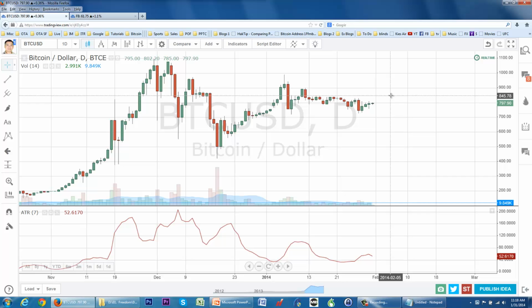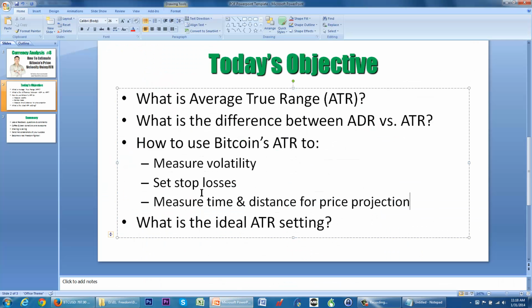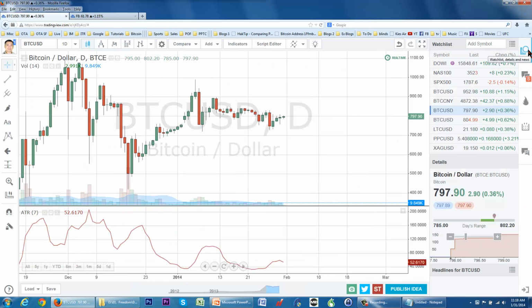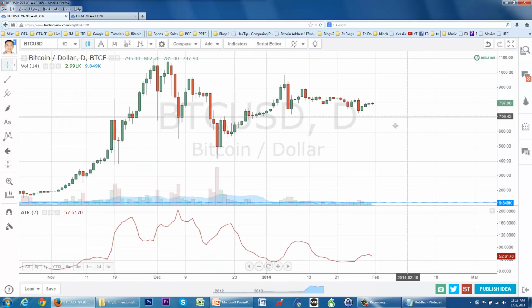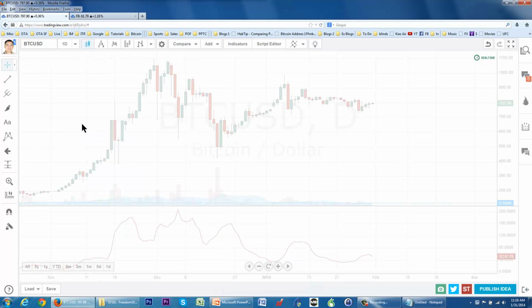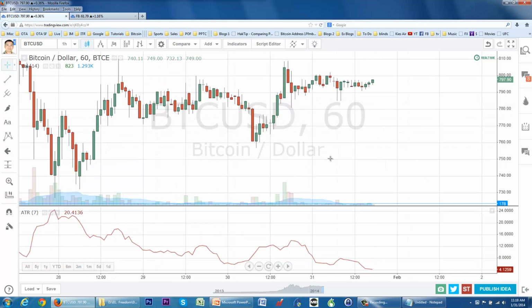Okay, so let's take a look at this next bullet point here. How do we use the Bitcoin's ATR to set stop losses? All right, let me go ahead and switch back to the, or no, you know what? I'll just stay with this. Let's just switch to a 60-minute candle here, and let's see.